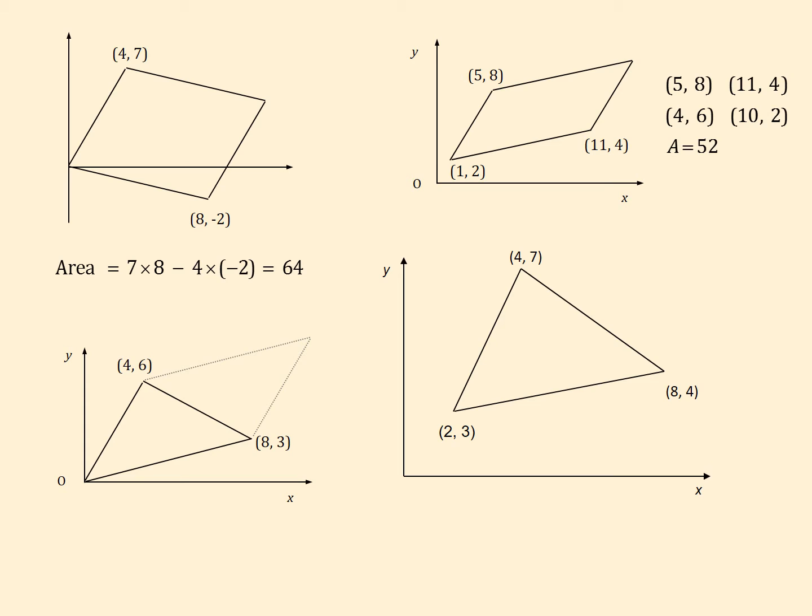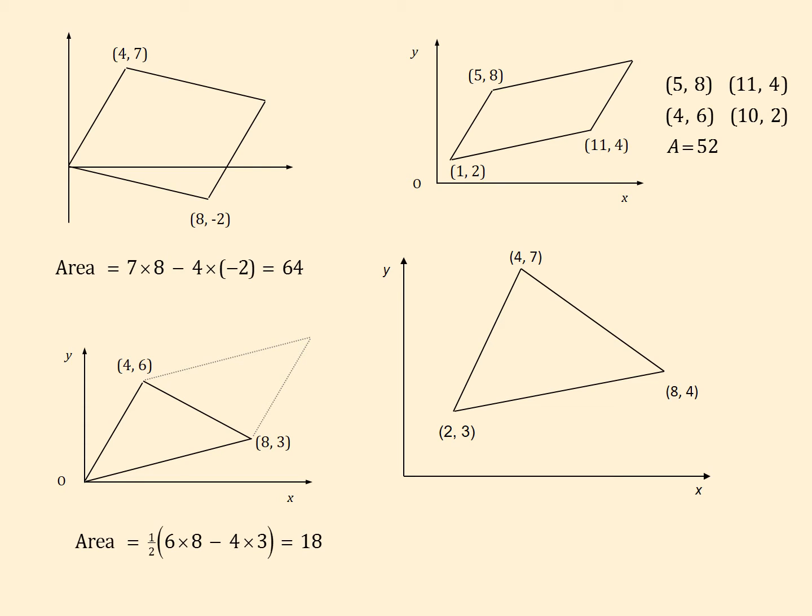Bottom left, we have a triangle. Well, every triangle is half a parallelogram. And so we can just use the same rule, 6 times 8 minus 3 times 4, which is 48 minus 12 is 36, and then halve the answer to give 18.